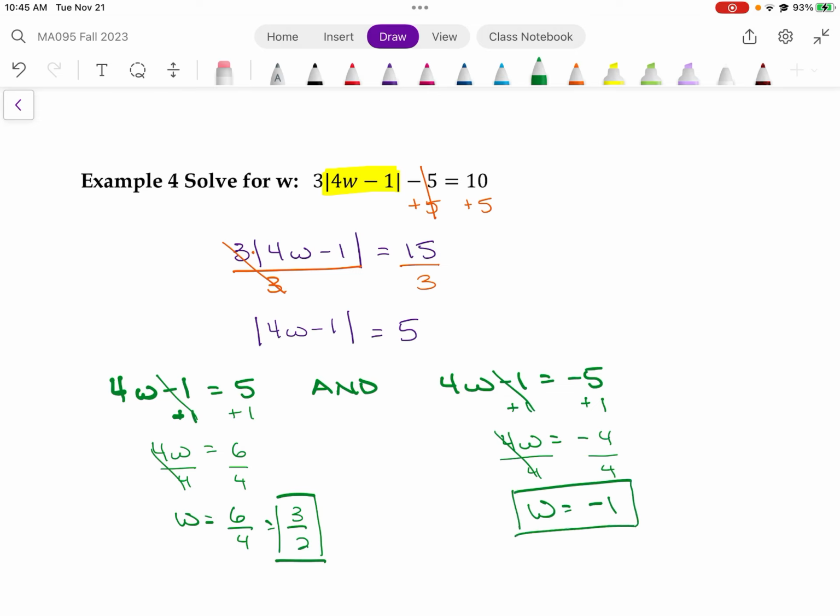If you plug those back into the original equation, you will find that they both make it true. So be careful about when you choose to do this step, setting it equal to the positive and the negative. You do that after you have isolated the absolute value.